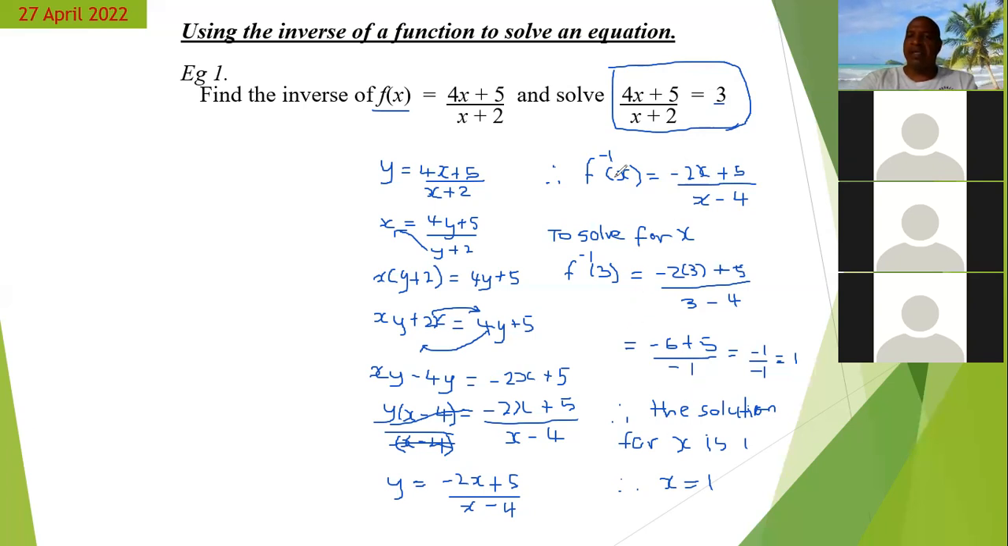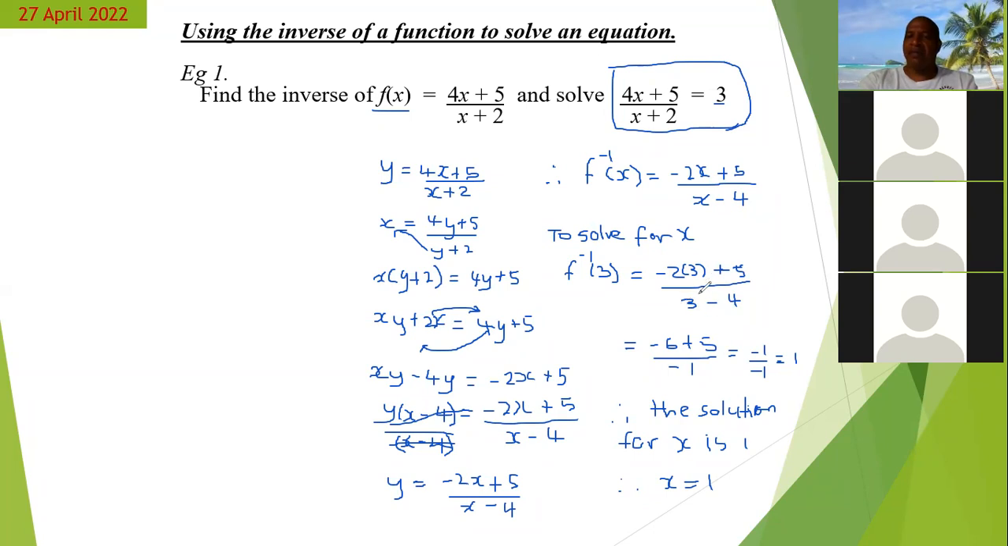All right, so what we did here was plug in 3 in the inverse function where x is. Wherever x is, we replace it with 3 on the right-hand side. Then we do our calculation on this right-hand side. So we have -2 times 3. Remember the order of operations, you do multiplication first. So you multiply -2 by 3, you will get -6. So in the numerator, you'll have -6 plus 5.